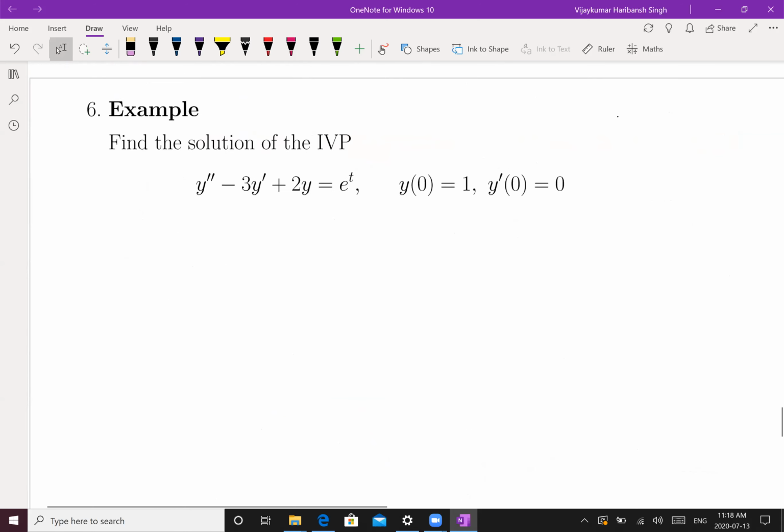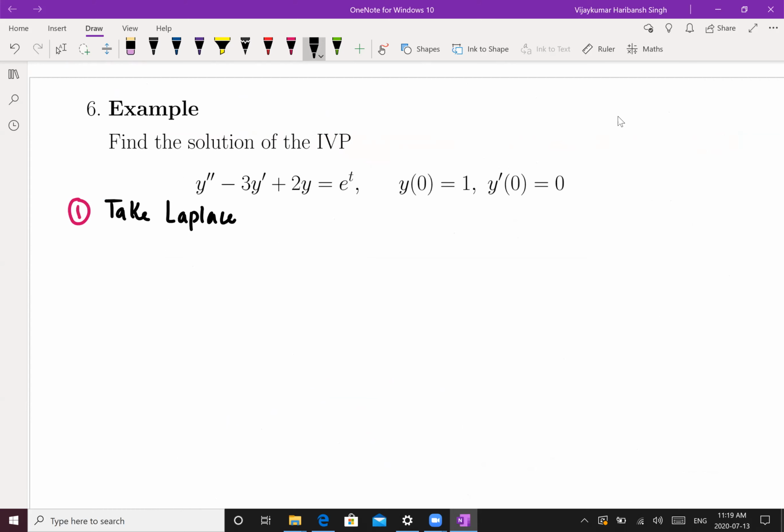So let's solve this initial value problem now. We have to find a solution to the IVP y double prime minus 3y prime plus 2y equals e to the power t. So step 1, take Laplace transform on both sides.